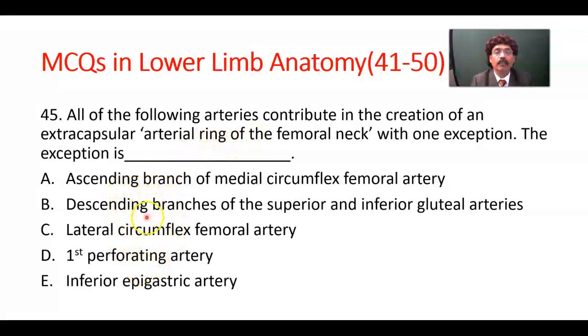Okay, the answer should be the inferior epigastric artery. It does not contribute to the formation of the arterial ring of the femoral neck. That is not a part of the trochanteric or the cruciate anastomosis. So the inferior epigastric artery is the exception. That is the answer.